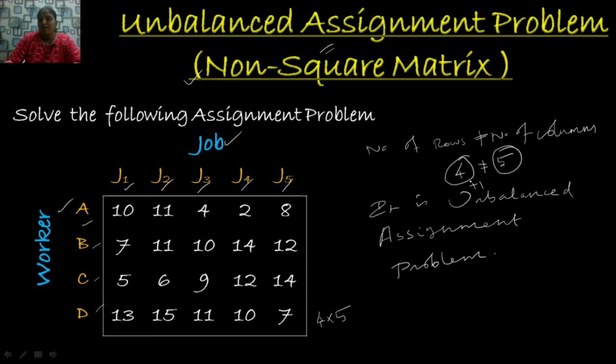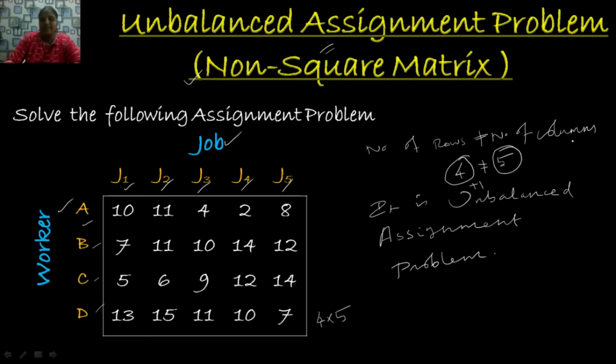So, if we add one more row, we get 5 rows. So, totally 5 equals 5. The number of columns and number of rows are both equal, so the problem becomes a balanced one. So, we can use the Hungarian method to find the optimum assignment schedule.